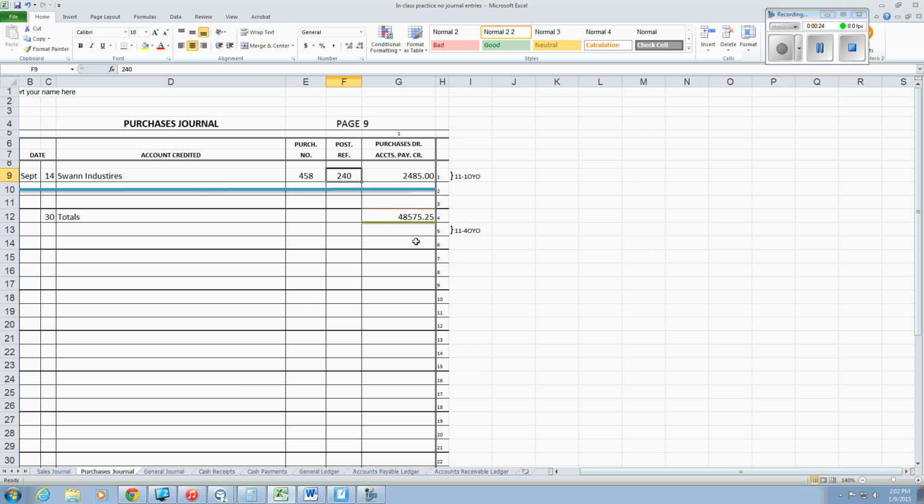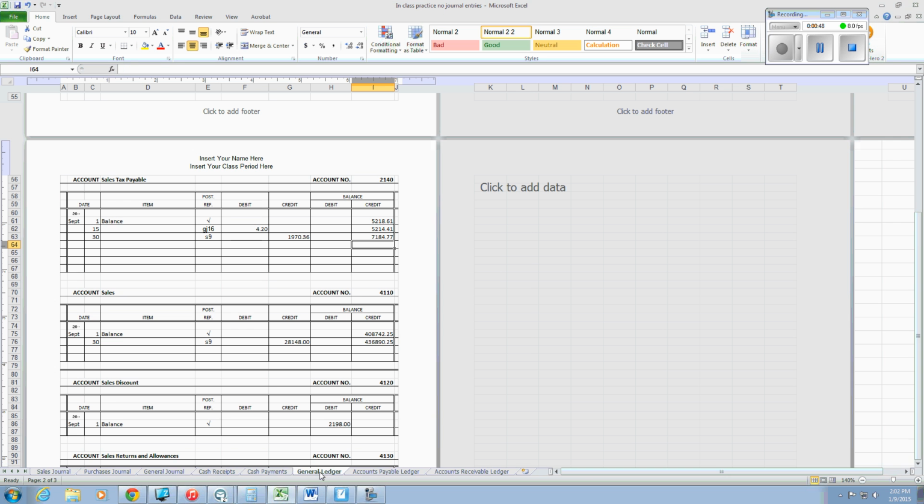So what we're going to do is post, and remember, we're posting the total. I realize that these two do not equal each other, but we're going to take the total here and post it to two separate accounts. We're going to post it to the purchases debit and then to the accounts payable credit. So we're going to take this first number, 48,575, and post it to the purchases account. Let's go to the purchases account.